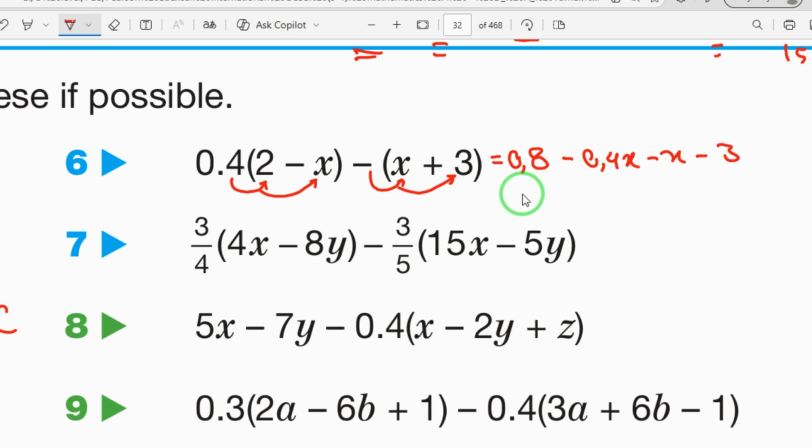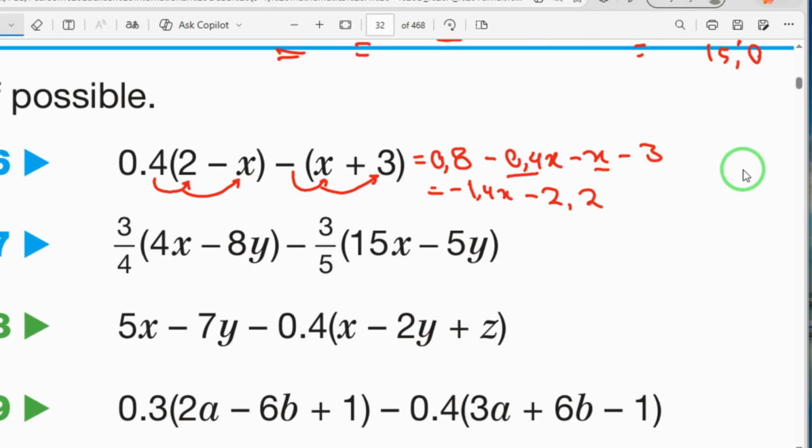Now we look for like terms. Here we have like terms, this one and this one are like terms. 1 plus 4 become minus 1.4x, and this one is a different sign. We subtract 0 minus 3 minus 0.8 become minus 2.2. I subtract here separately.